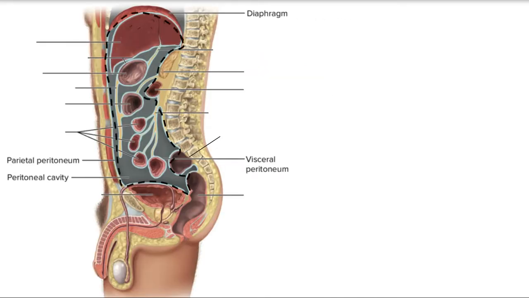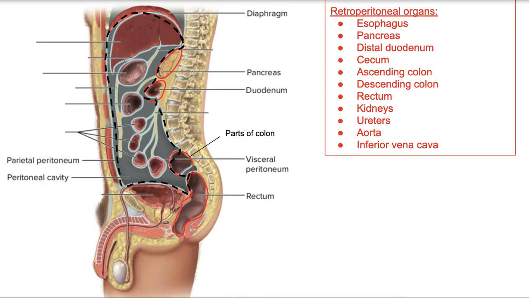Using the peritoneum as a reference, organs can be categorized as retroperitoneal or intraperitoneal. Retroperitoneal organs are behind or outside of the peritoneum. They include the esophagus, pancreas, distal duodenum, cecum, ascending colon, descending colon, rectum, kidneys, ureters, aorta, and inferior vena cava.